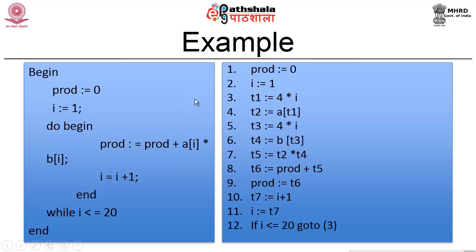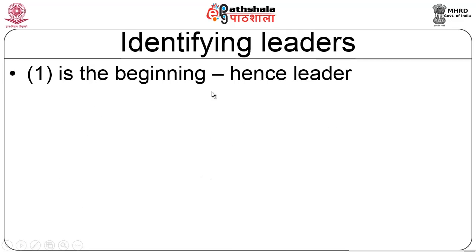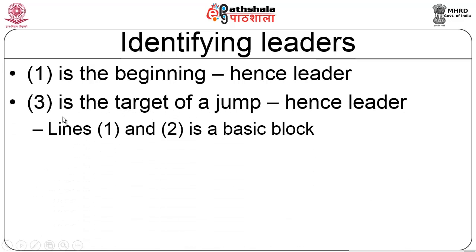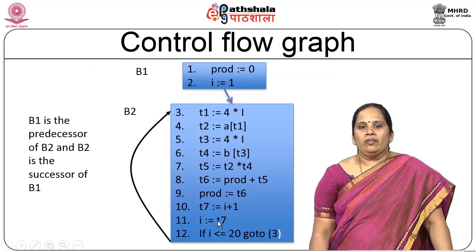Now we know that the first statement is a leader, which is the beginning, and then line number 3 is the target of a jump, hence that can also be considered a leader. So between lines 1 and 3, the statements in lines 1 and 2 will form one basic block, and the remaining will form another basic block. The statement following 12 is a leader, and statements 3 to 12 form another basic block. So that is what we have shown here.